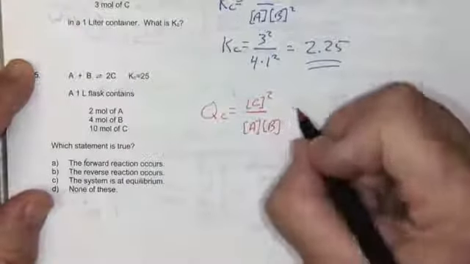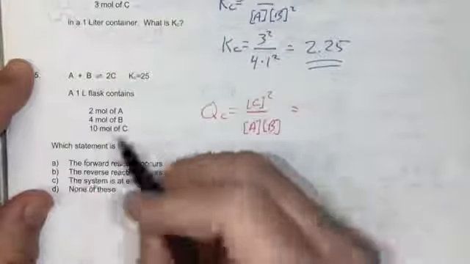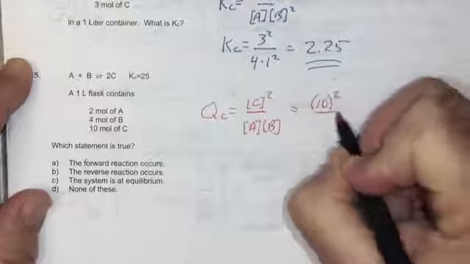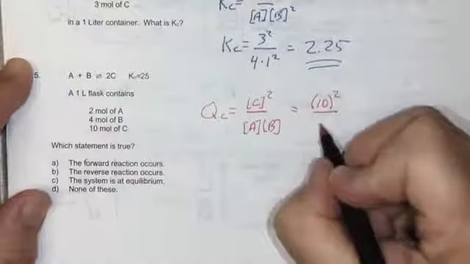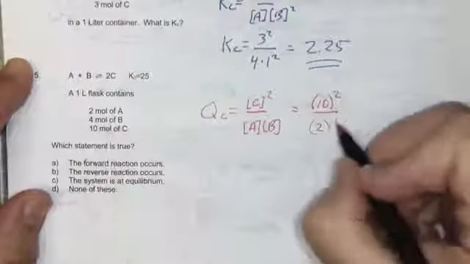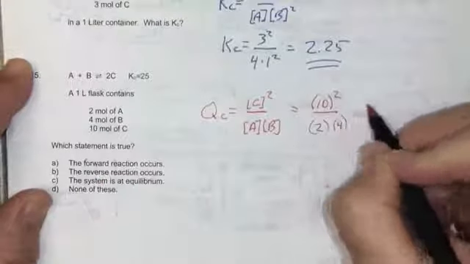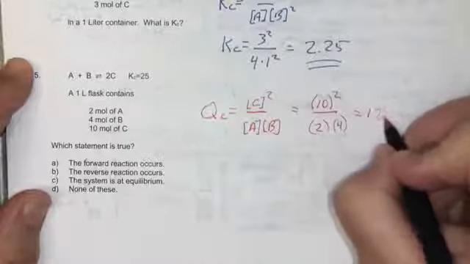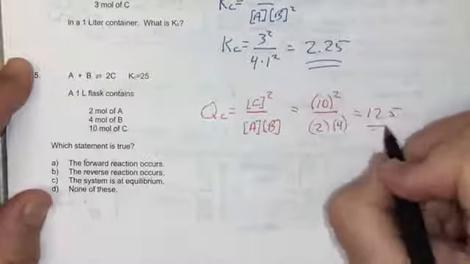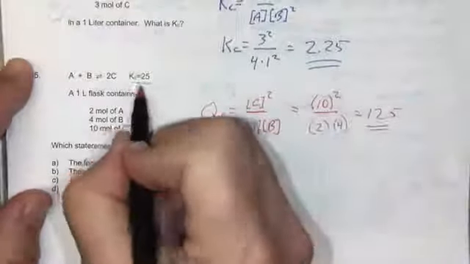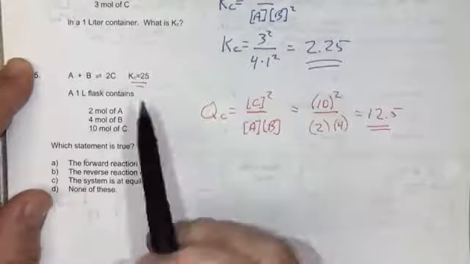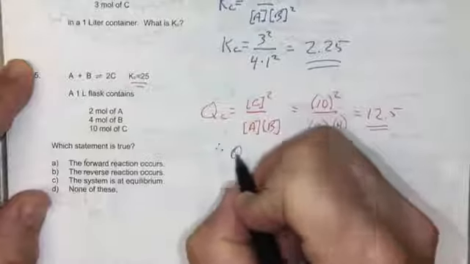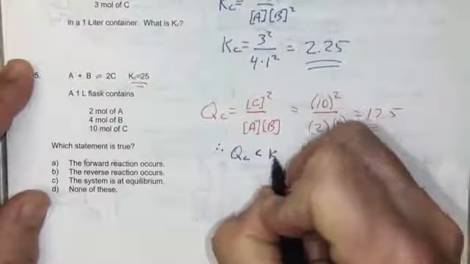So when I plug this in, I have 10 moles of C in a 1 liter container, so the concentration of C is 10, and I've got to square this. The concentration of A is 2, and the concentration of B is 4. And so when we calculate Qc, we get 12.5. Now that's the value of Qc, and we have to compare it to Kc. So Kc is 25, Qc is 12.5, therefore Qc is less than Kc.